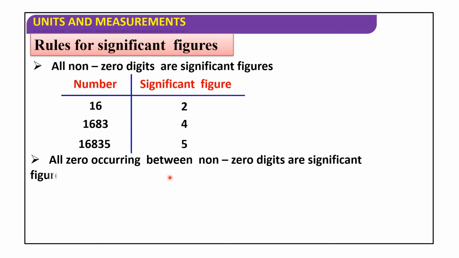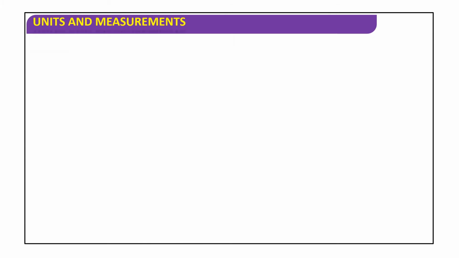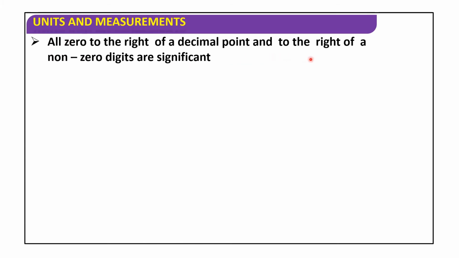All zeros occurring between non-zero digits are significant figures. See here, number 802. So significant figures are 3 digits. Here next, 80,004. Significant figures are 5. Next one, all zeros to the right of a decimal point and to the right of a non-zero digit are significant.